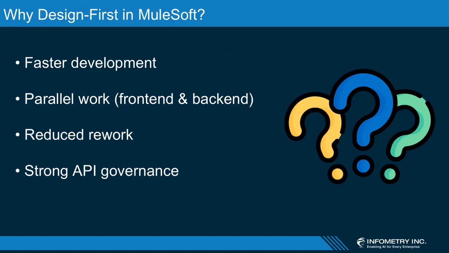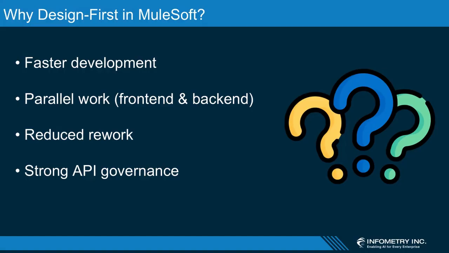So why design first in MuleSoft? Why do we need to design as the first step in MuleSoft itself? One of the things is faster development. When we start by designing APIs first, it allows MuleSoft to generate flows automatically from the spec. If we define everything in a specification, then when we start implementing that API in MuleSoft, it allows us to generate the flows automatically. It gives faster development compared to going from scratch, which takes a lot of time.